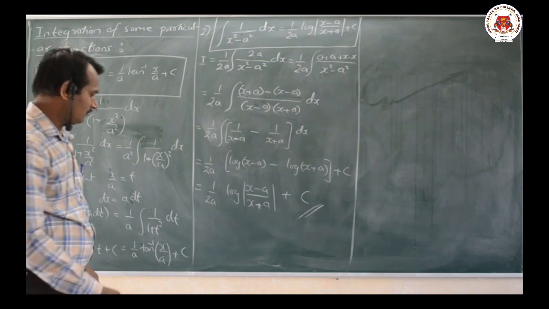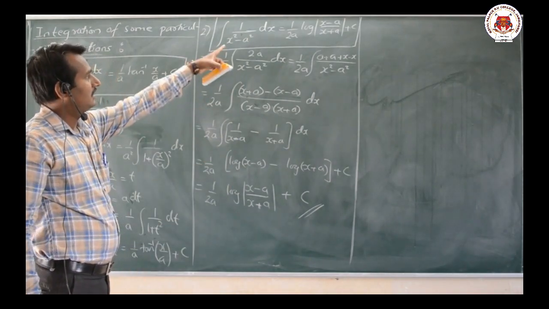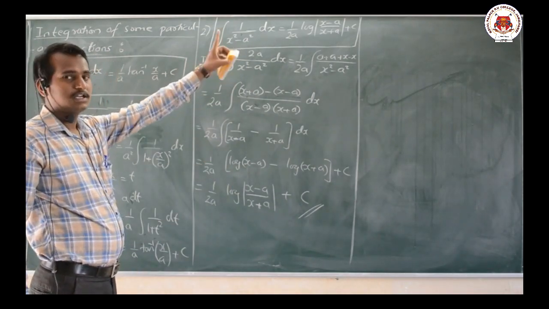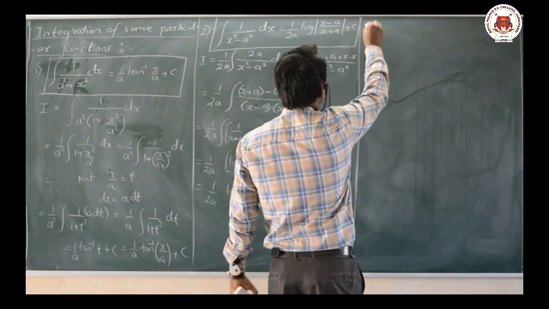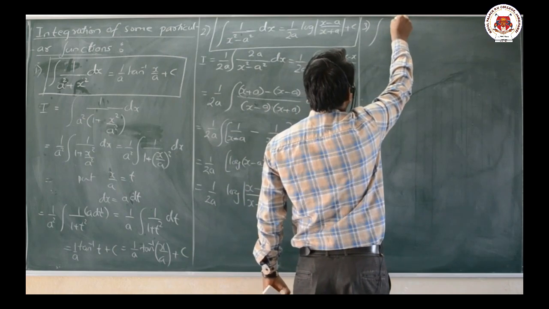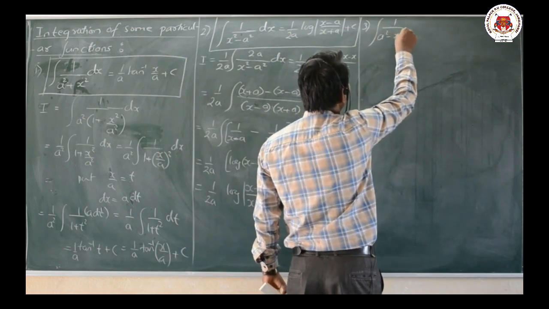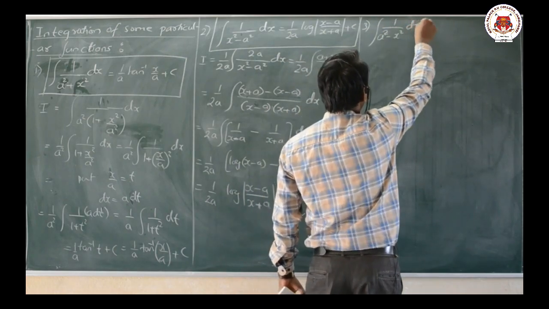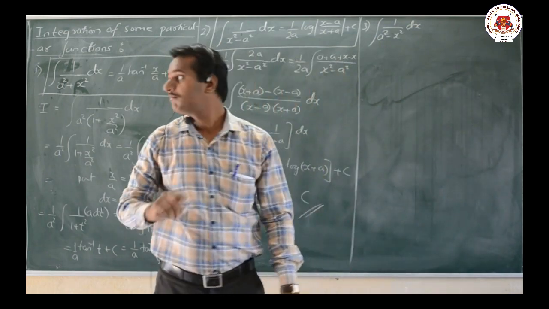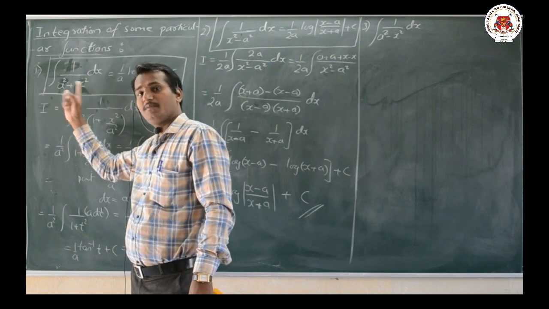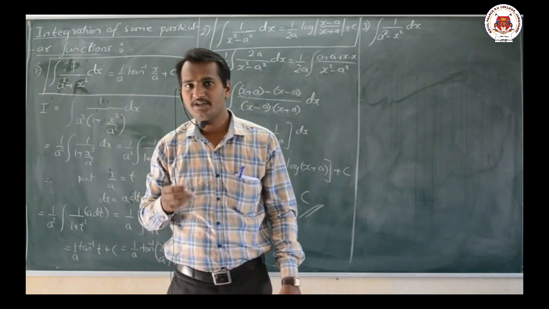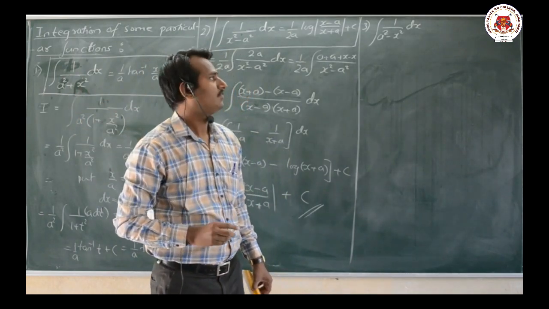Next is the third problem. Now we are having x square minus a square, which we had learned. Now we will learn the reverse, that is a square minus x square. The third one is integration of 1 divided by a square minus x square into dx. Remember one thing, 1 divided by a square plus x square and 1 divided by x square plus a square both are same, and we are having the same formulas.